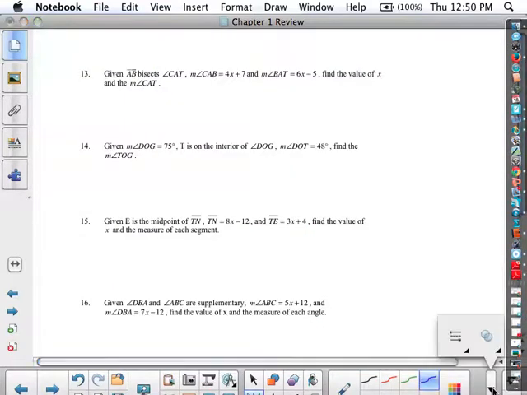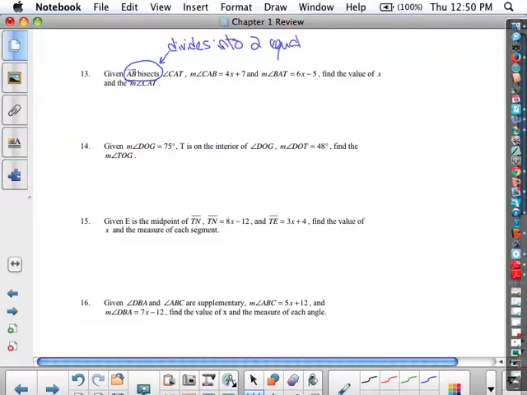Okay, the next questions aren't quite as nice because they don't give you the picture. You have to actually draw the picture. So a key part, and you can use a highlighter on the test if you wish, is to understand what the vocabulary says. Given ray AB bisects. Remember that word bisects means divides into 2 equal angles.